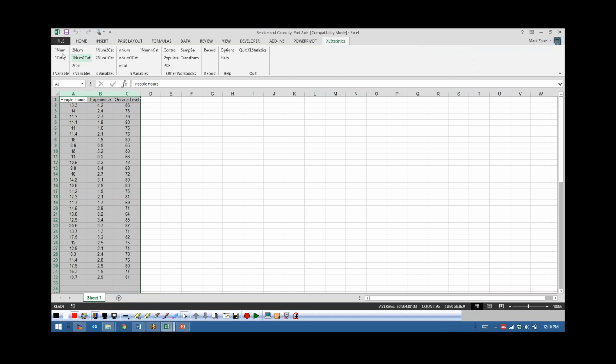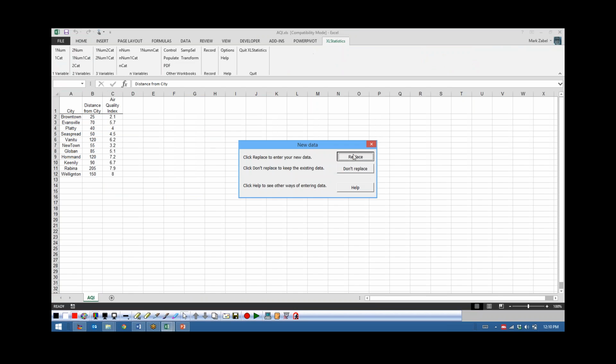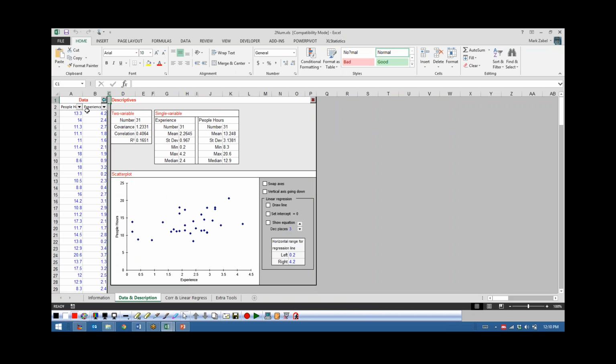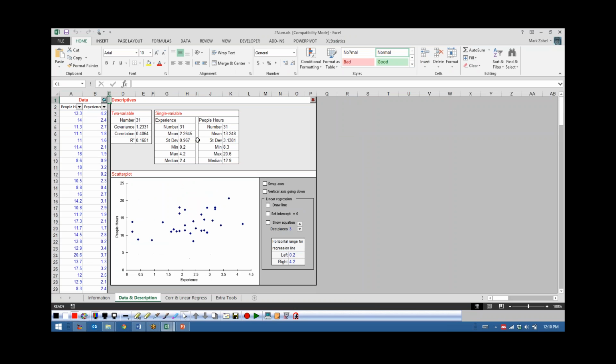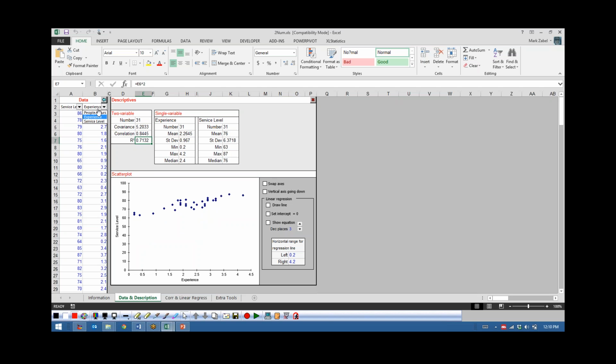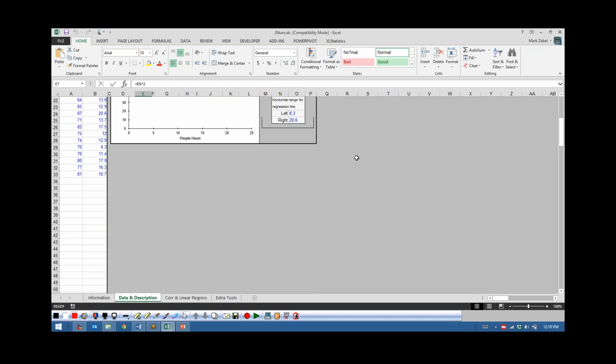I don't know if this is going to work. It didn't work last time. Yeah. Oh, it did. Okay, so people hours versus experience. Okay, I want to make sure, whoops. I'm going to look at service level versus people hours. Okay, so hold on. All right, here's service level versus people hours.